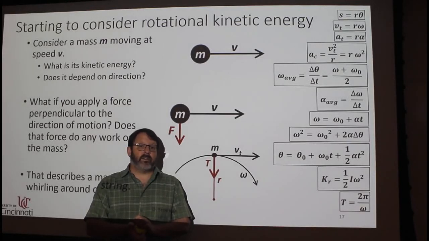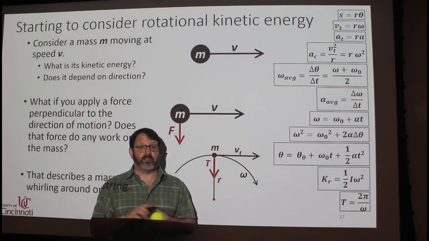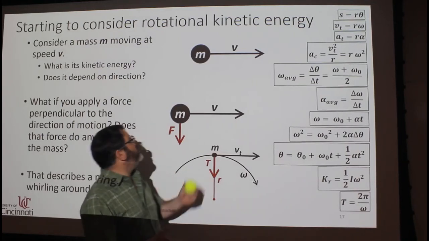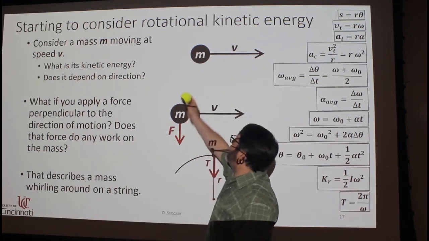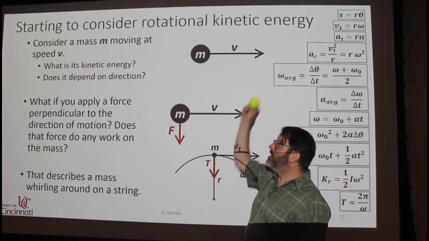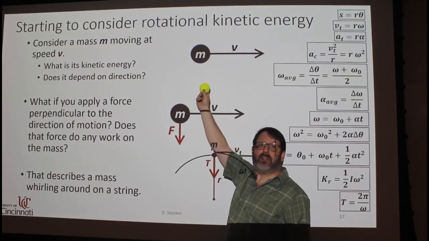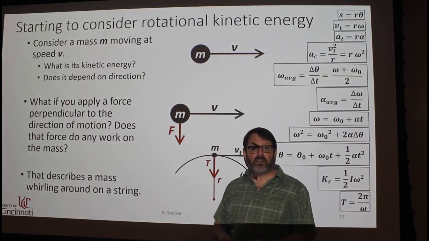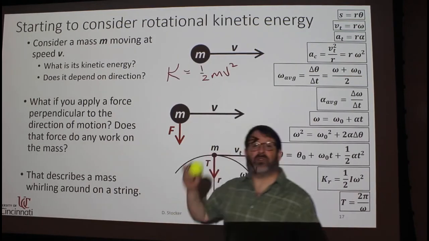In this video, I will discuss how linear kinetic energy is related to rotational kinetic energy. So we use the example of a mass, which I have here, a mass moving with a certain velocity. What is the kinetic energy of a mass moving with a certain velocity? 1/2 mv squared, right?